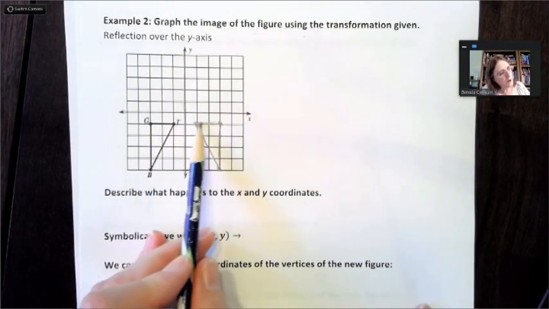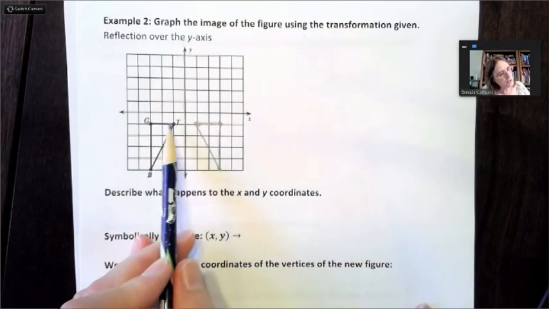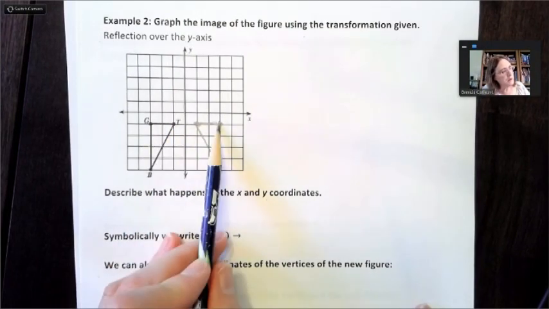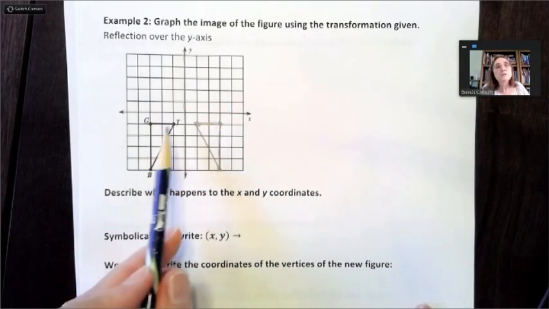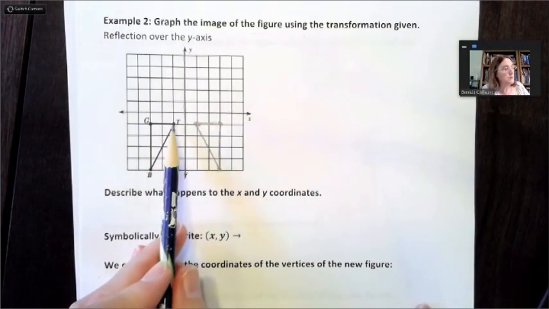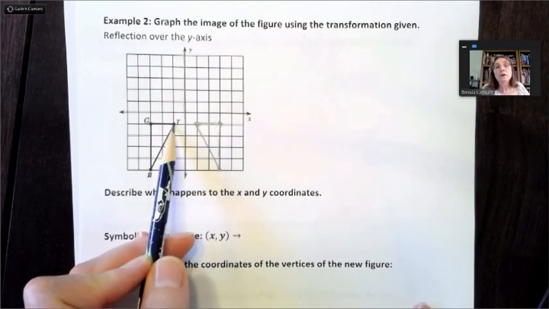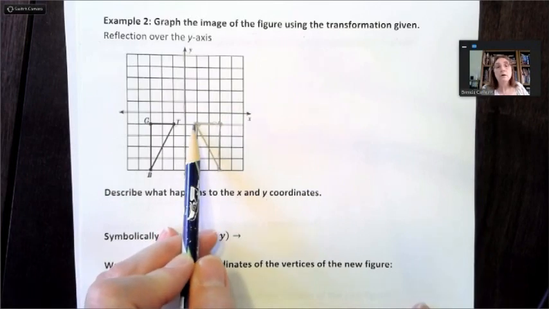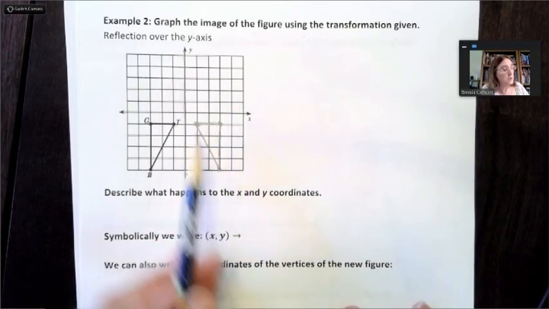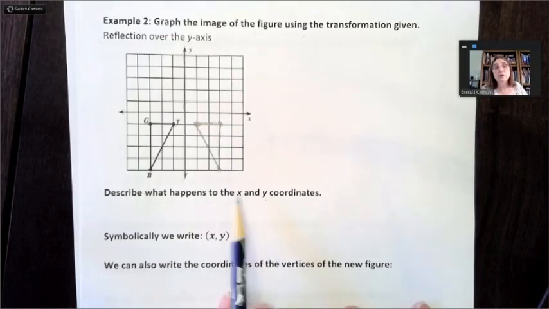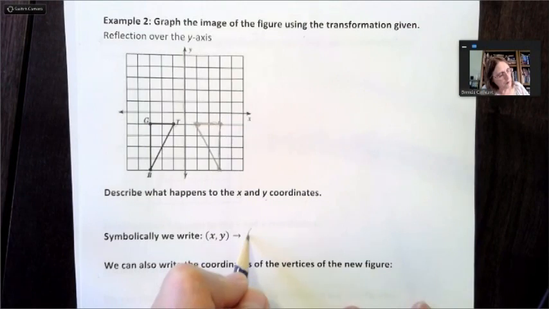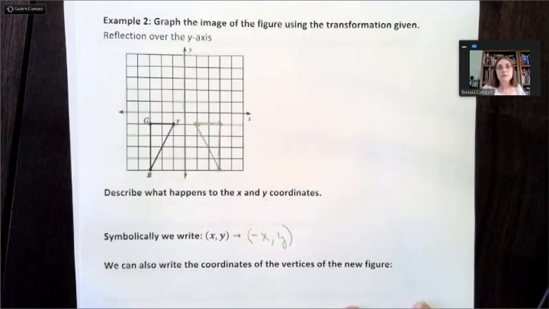Well, notice that the y coordinates are exactly the same. G and T are at the same height, and so is B. What's different is the x coordinates have moved to the other side of the axis. Where T was at negative 1, its image is now at positive 1. So the y coordinates are unchanged, and the x coordinates are their opposites. So symbolically we write our x coordinate switched to the opposite value, and our y coordinate stayed the same.